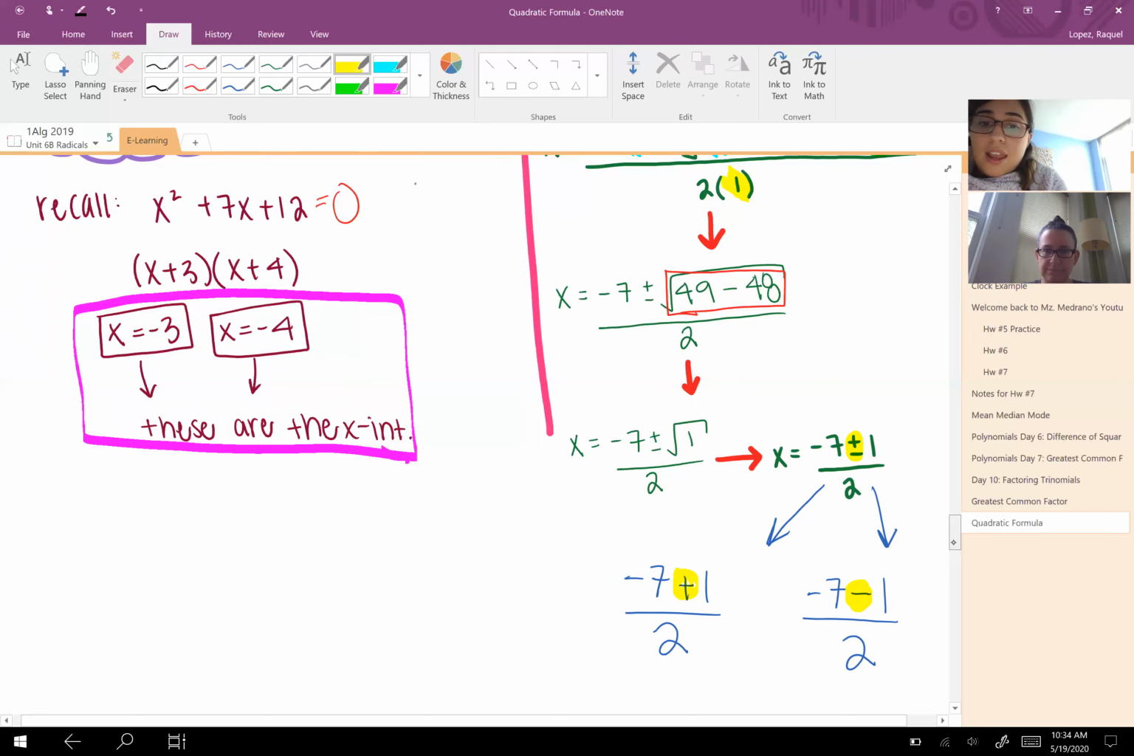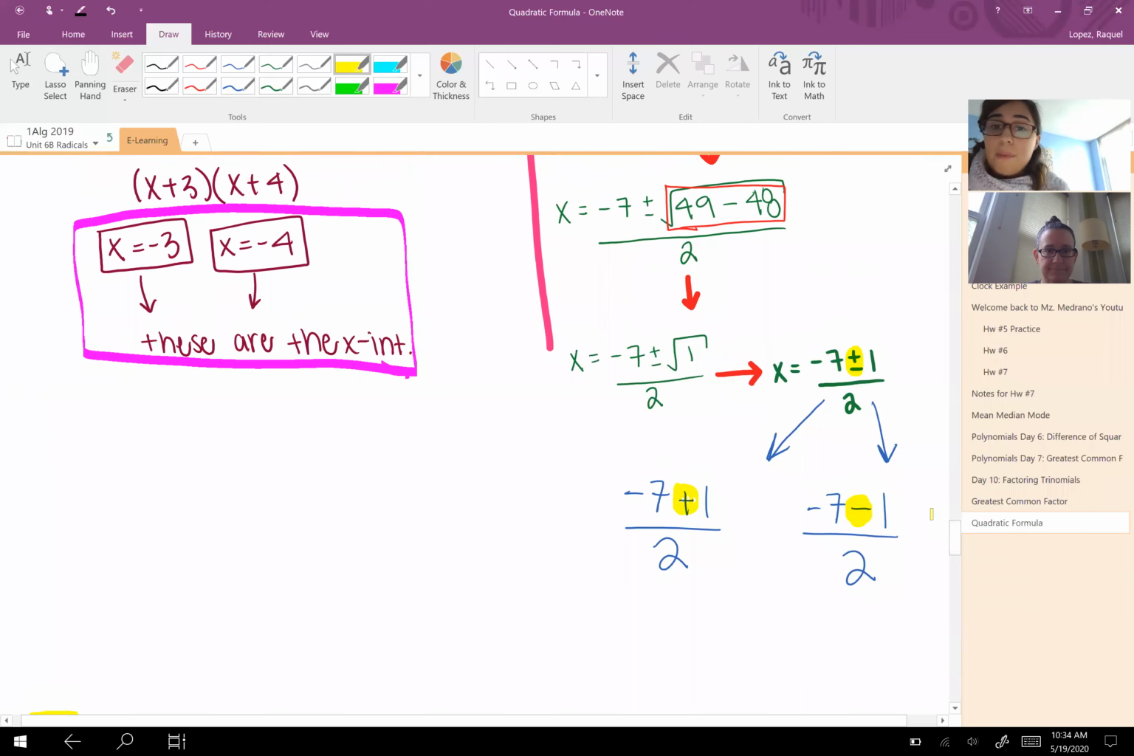Okay. And then from there, I'm going to follow order of operations again. So what I mean by that is let's take care of the things in the numerator first. So -7 plus 1, that's -6. -6 divided by 2 is -3. That looks familiar.